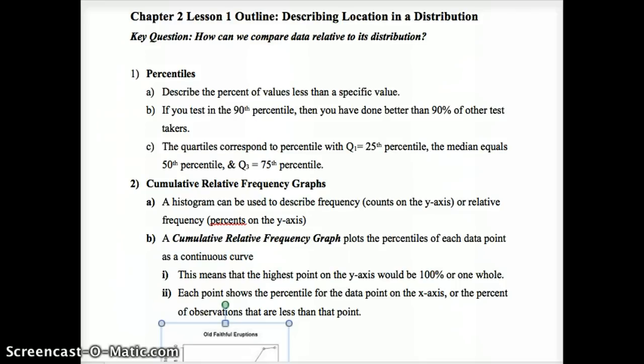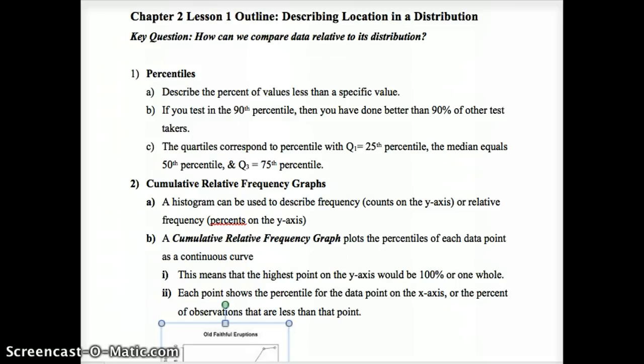So percentiles are quite related, because Q1 was the 25th percentile, the median is the 50th percentile, Q3 is the 75th percentile, and then our max would be the 99th percentile. So percentile describes the percent of data that a value is greater than. On a test score, if you test in the 90th percentile, then you did better than 90% of other test takers. So percentiles are important to understand.